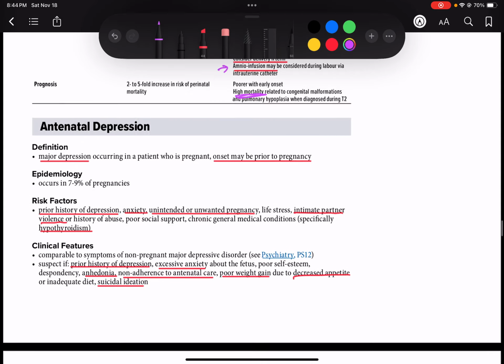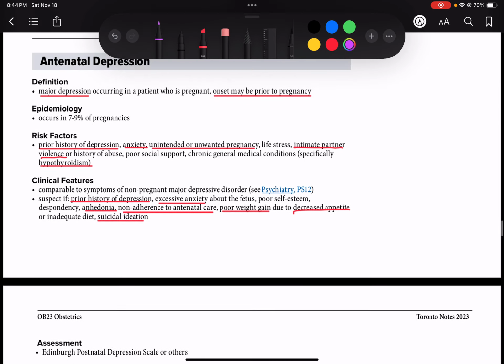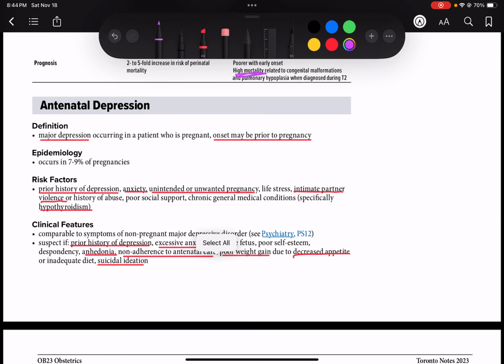Okay. Moving forward, antenatal depression is our last topic in obstetrical complications. It is just like major depression. It could be onset, it could be started before pregnancy too. It is just like the major depressive disorder in non-pregnant patients.